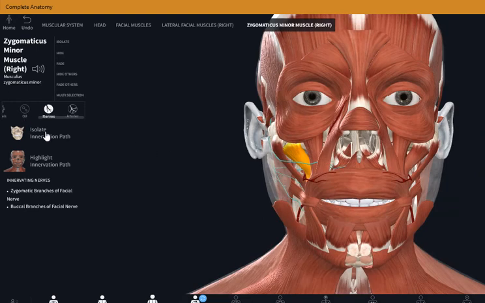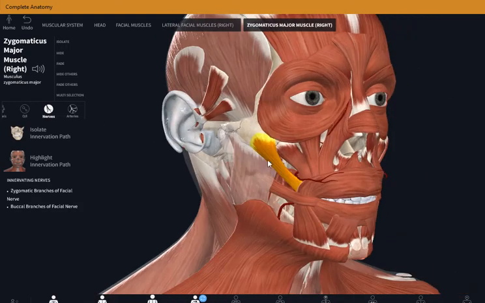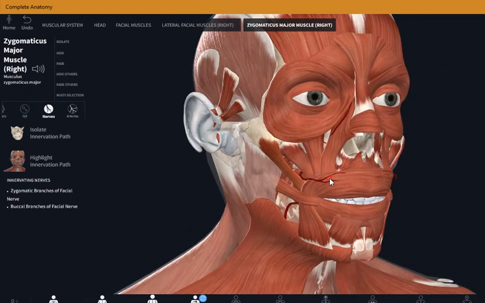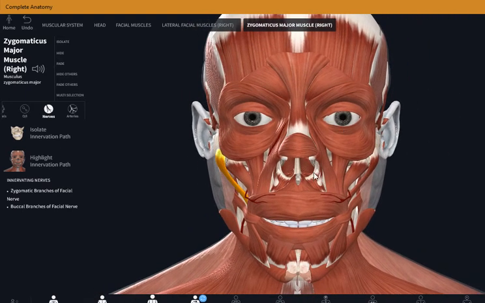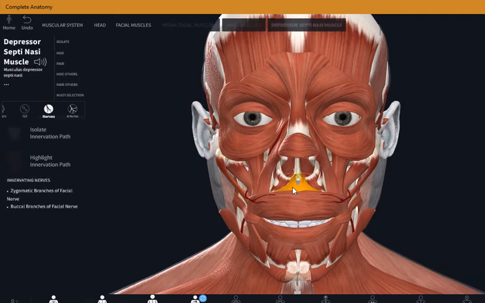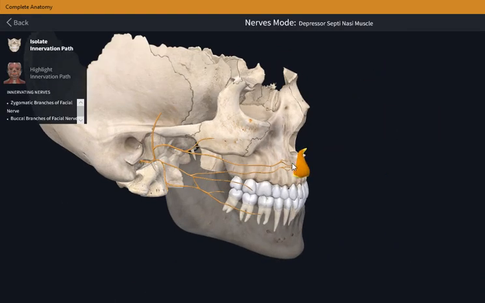So now the next muscle is this lateral muscle here, called zygomaticus major. Similar to zygomaticus minor, it has the same nerve supply. Now, having seen all the muscles surrounding the nose, we have this lower muscle called the depressor muscle. To isolate the nerve, you see that it always receives from the zygomatic part and the buccal part.